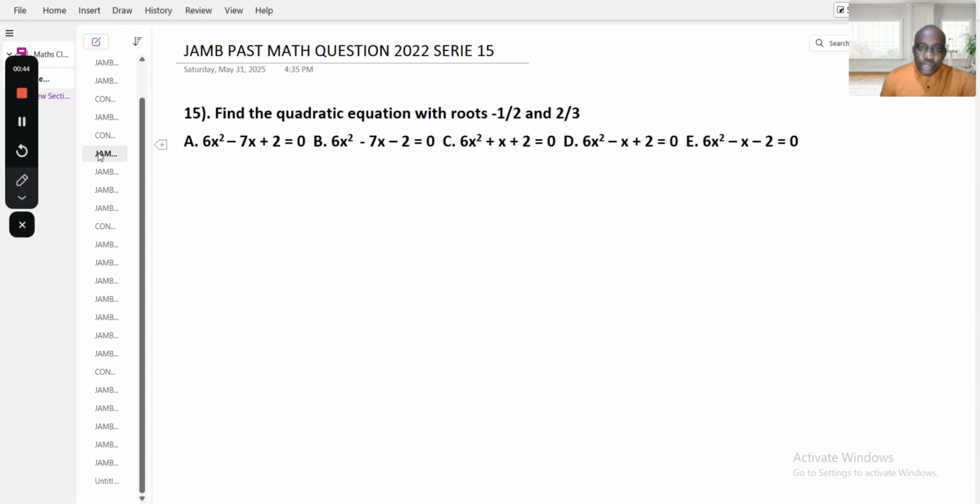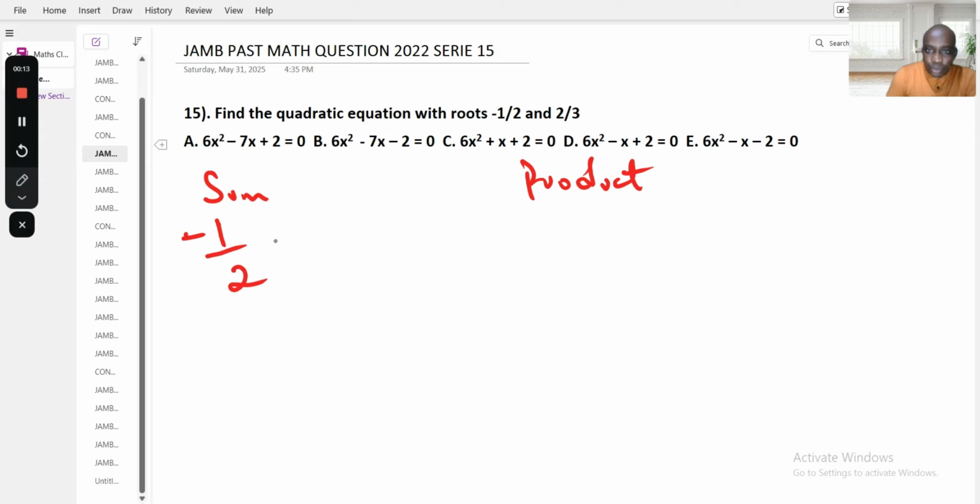Find the quadratic equation with roots −1/2 and 2/3. How are we going to form a quadratic equation? We are going to add these two roots and multiply them, the product and the summation. The sum and the product. The product means multiplication, the sum means plus. Therefore, −1/2 plus 2/3. Now we sum the two roots together.